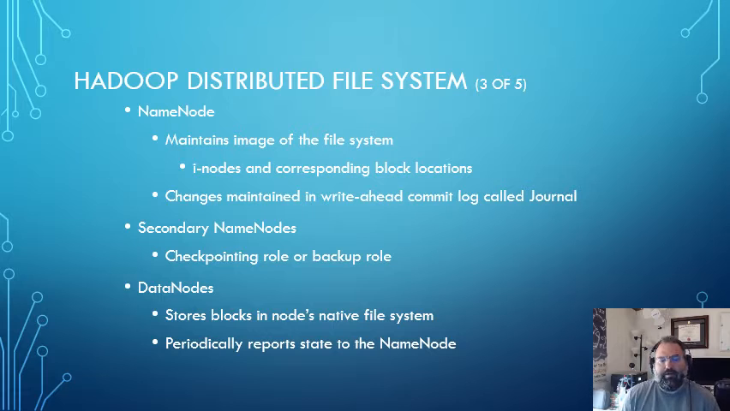You also have a secondary name node, which serves basically as a checkpointing location and a backup node. It's going to have basically a copy of what's going on the main name node. Then you've got data nodes, which store the blocks in the node's native file system, so actually on the drive itself, and they basically periodically check in with the name node.